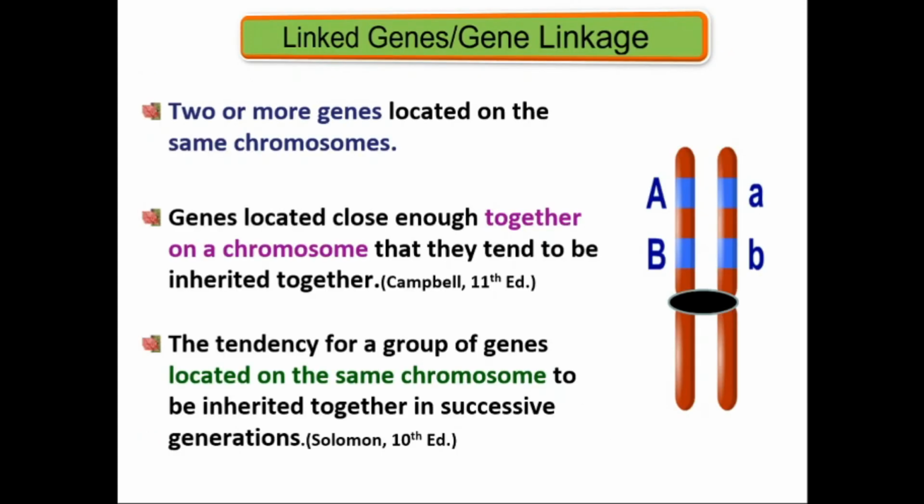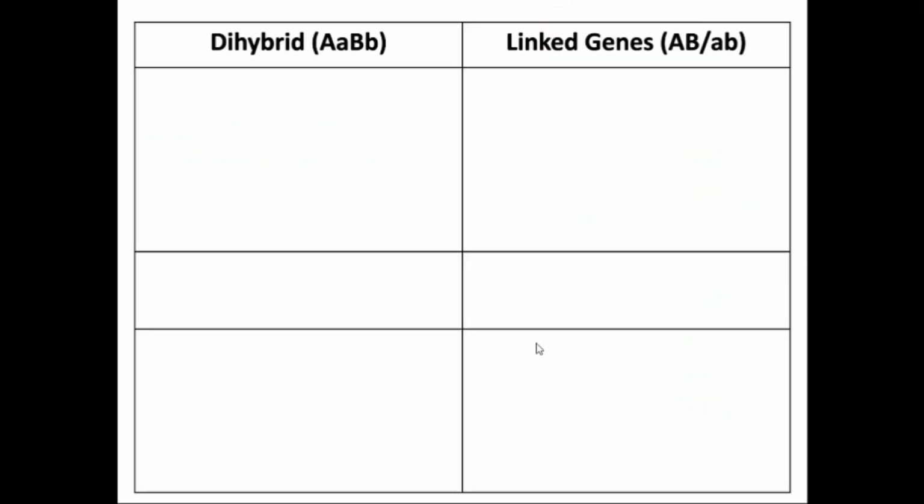Now moving on to the linked genes, or gene linkage. The linked genes here refer to two or more genes which are located on the same chromosome. These genes are located close enough together on a chromosome that they tend to be inherited together. So when they are inherited together, they do not obey Mendel's law, because they do not undergo independent assortment. The tendency for a group of genes located on the same chromosome to be inherited together in successive generations. So this is according to Solomon, the definition of linked genes.